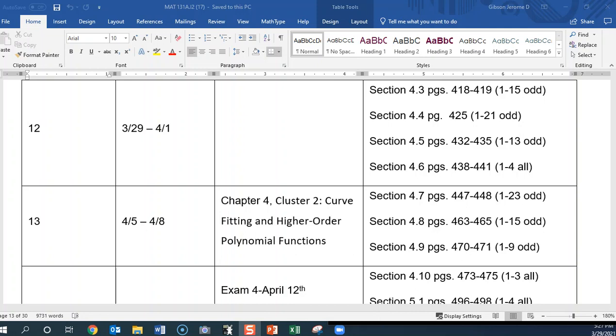We're going to cover sections 4.3 and 4.4. And 4.3 starts on pages 418 to 419. It's 1 through 15 odd. And 4.4 is page 425, 1 through 21 odd.